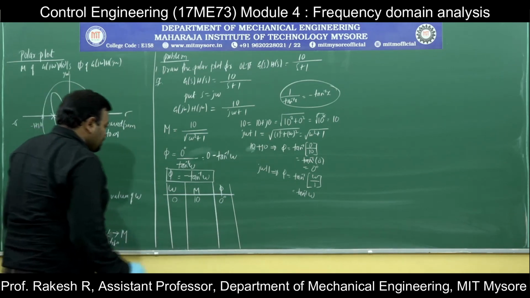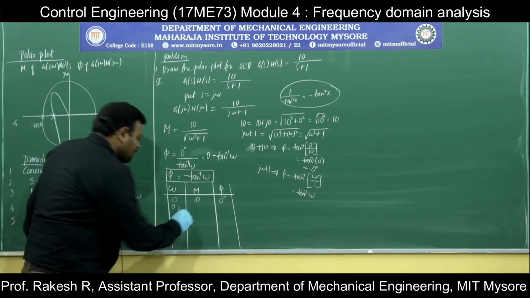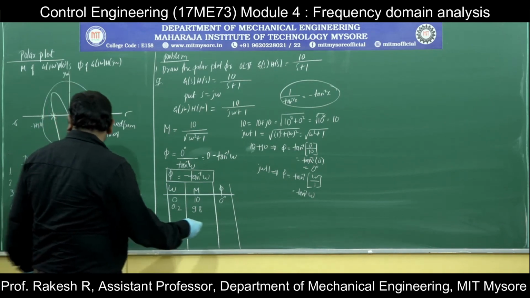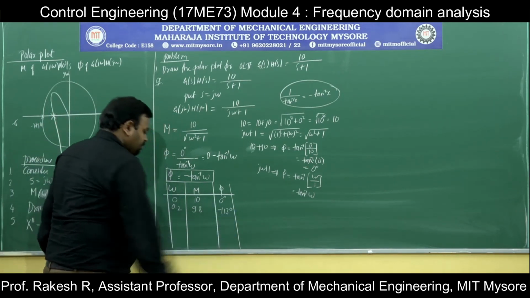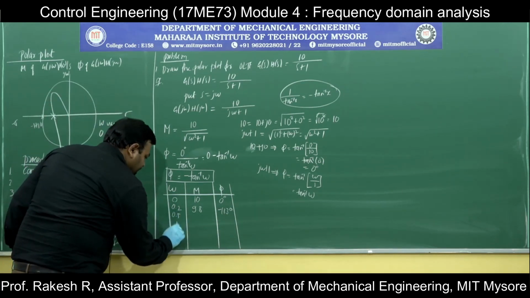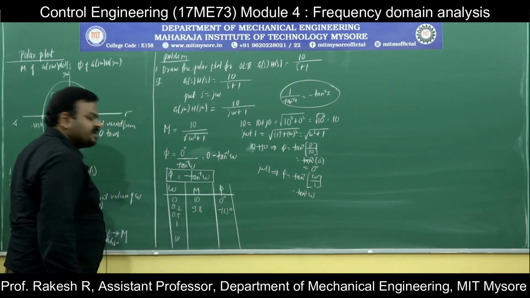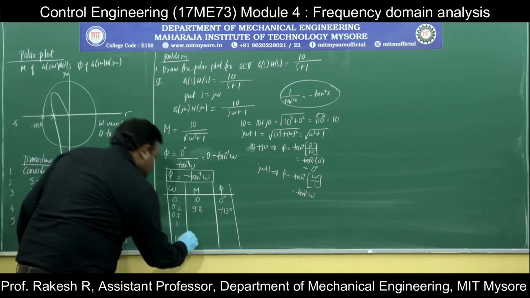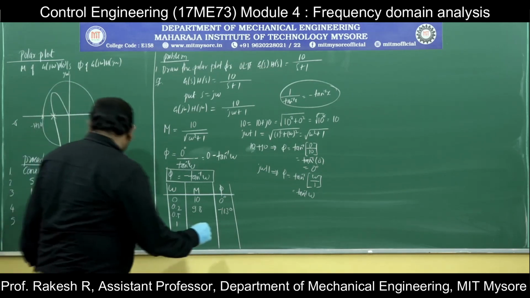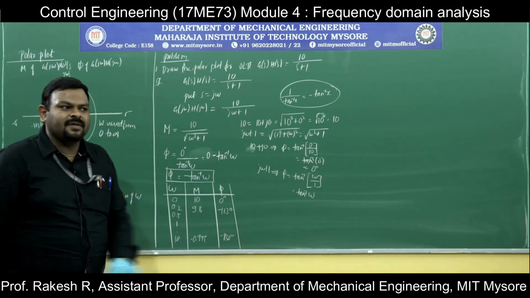Then, if I give omega is equal to 0.2, the magnitude value, if you solve in calculator, will be 9.8. If you solve for phase angle, it is around minus 11.3 degree. Then go up to infinity, solve 0.5, 1, etc. Then for 10, the magnitude will be 0.995 and the phase angle will be around minus 84.5 degrees. Calculate what is the value.